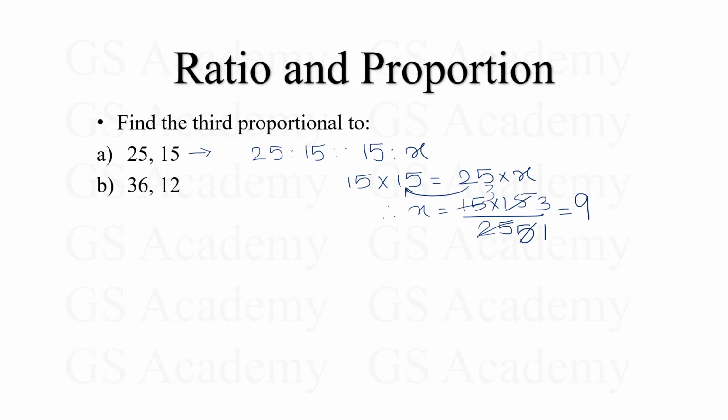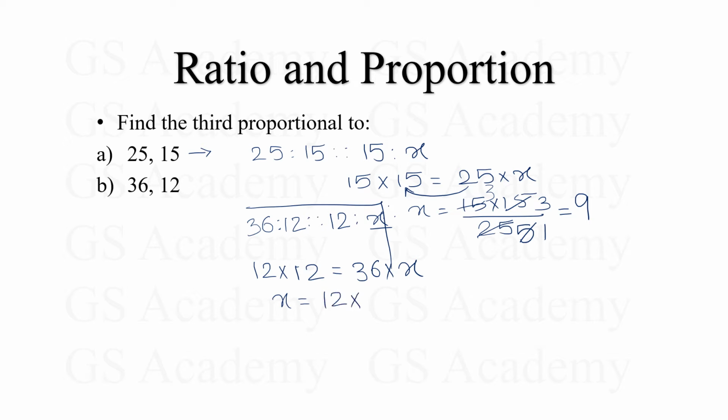Now let's see the second one. Here it will be 36 is to 12 as 12 is to x. So in order to find the value of x, we will write 12 into 12 is equal to 36 into x. So x is equal to 12 into 12, we will shift this 36 here, so this will be upon 36. So 12 ones are 12, 12 threes are 36, 3 ones are 3, 3 fours are 12. So our value for third proportional will be 4.